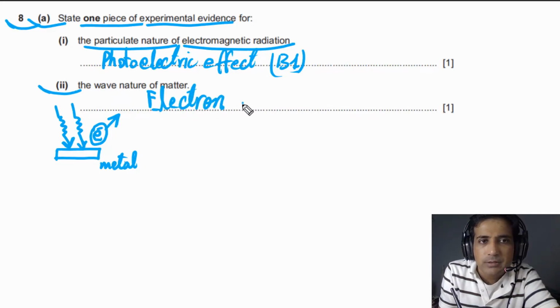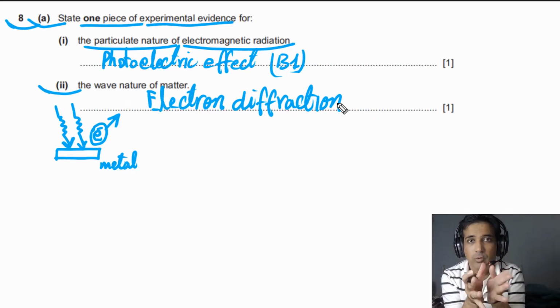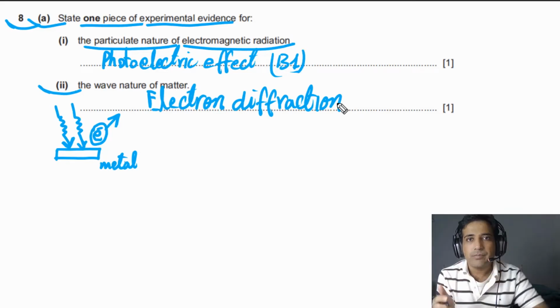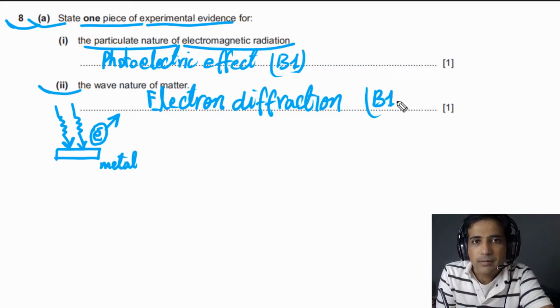Electron diffraction actually takes place due to the size of atomic spacing. If the size of the atomic spacing and the wavelength of the moving electron are almost the same, then we will observe significant diffraction. So simply you can say electron diffraction, and this question has only 1 mark, that is a B mark.